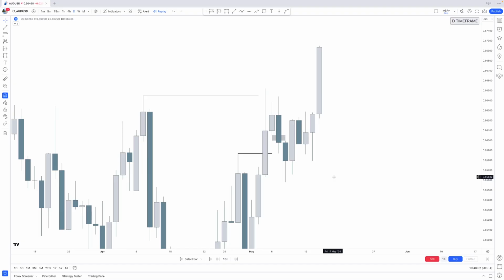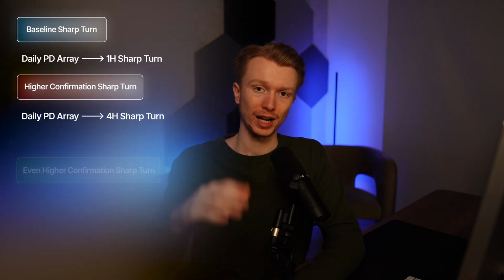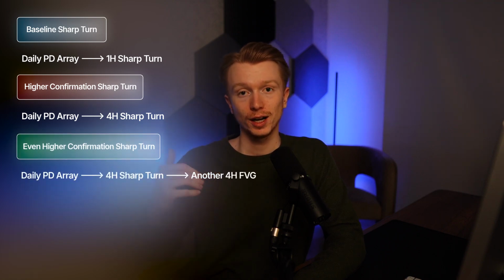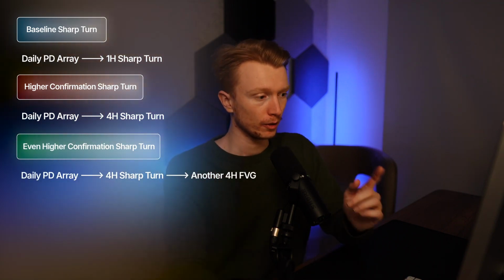Now we know this discount rate is even lower probability potentially. So we not only want to have a 4 hour sharp turn, but out of that 4 hour sharp turn, also a new 4 hour fair value gap. What does that look like?